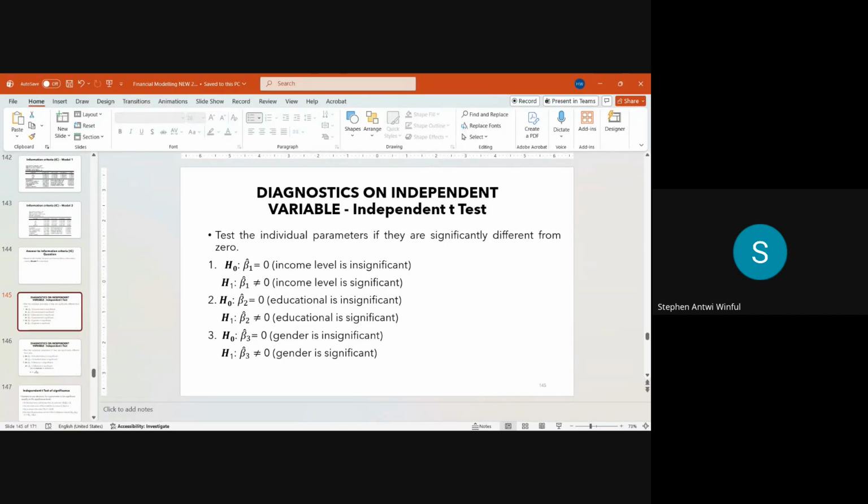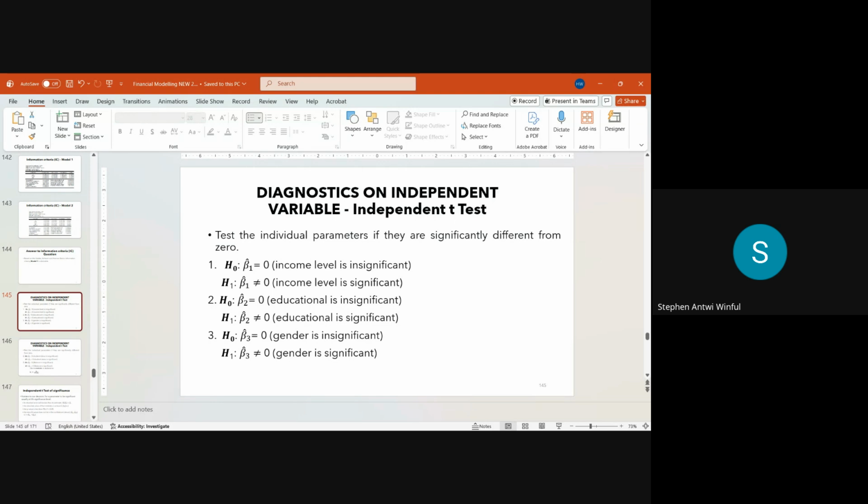Is that okay? So the same way you put it here, you can also write it in an equation form. You can use English or words to write your null and alternate hypothesis. So for the first variable, which is the income level, you are saying that the beta 1 as a null is exactly 0. In other words, it is insignificant. Income level is insignificant. In other words, it has no effect or does not really influence credit score of applicants.